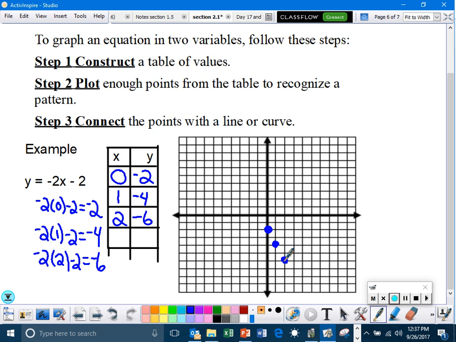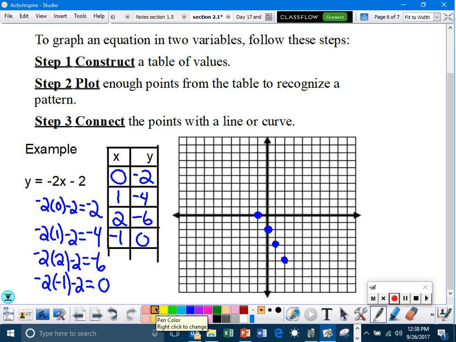Okay, I'm going to do another one. This time I'm going to pick a negative. And again, I'm going to make life easy. I'm just going to use -1. So -2 times -1 minus 2. That would be +2 minus 2, which is 0. So -1, 0.